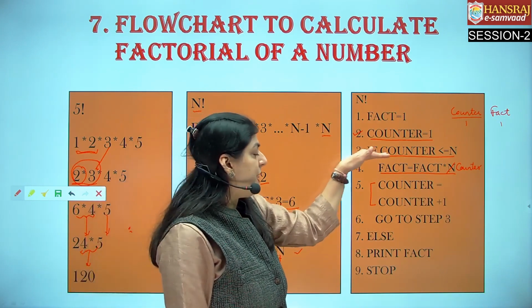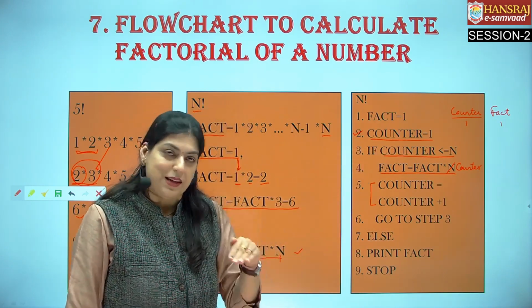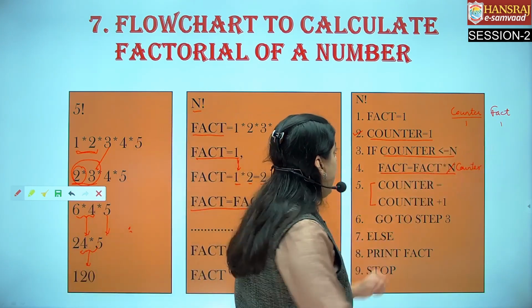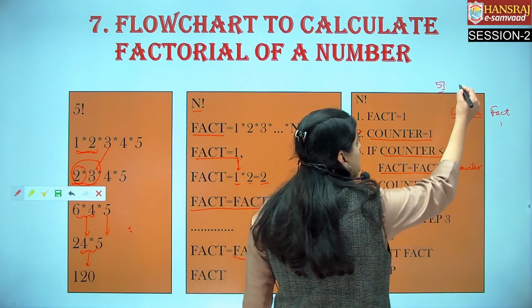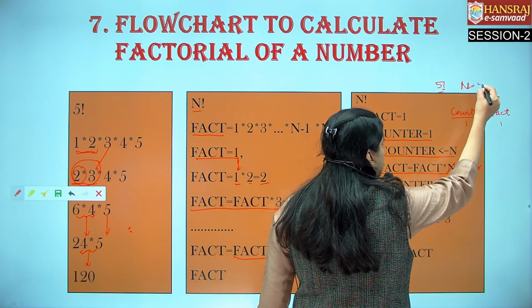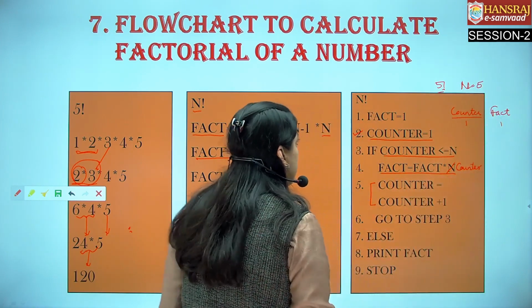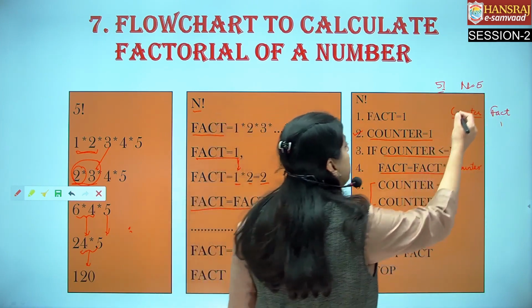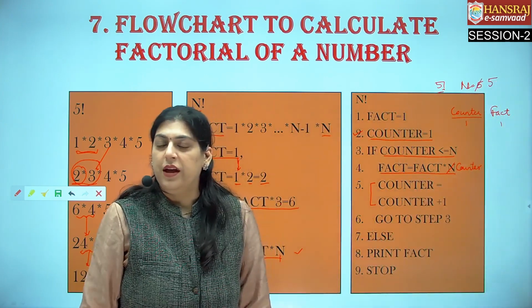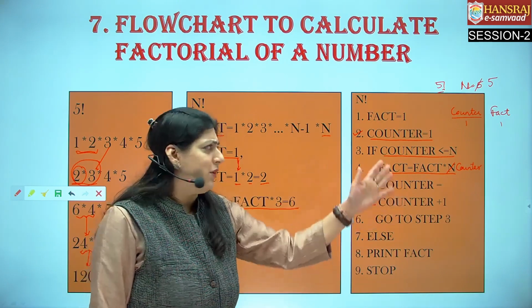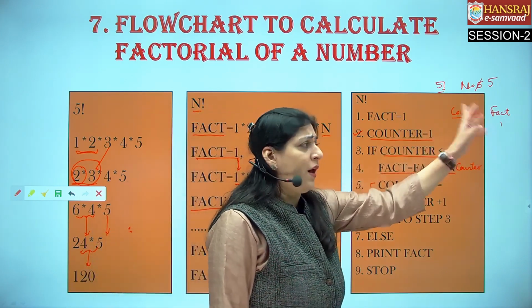Now you check step 3, counter is less than equal to n, and let's say we are trying to calculate 5 factorial, right? So n is going to be 5. Okay, let me write it again clearly. It is 5. So n is 5. This is the particular example we are taking. Counter is 1, fact is 1.